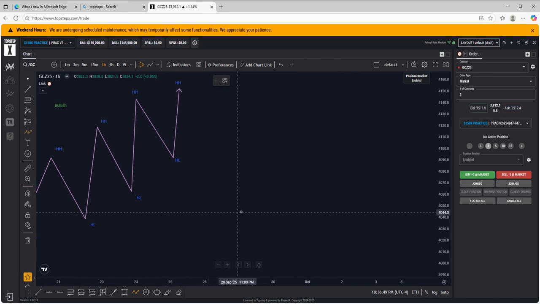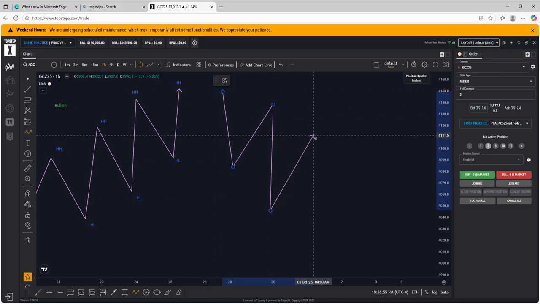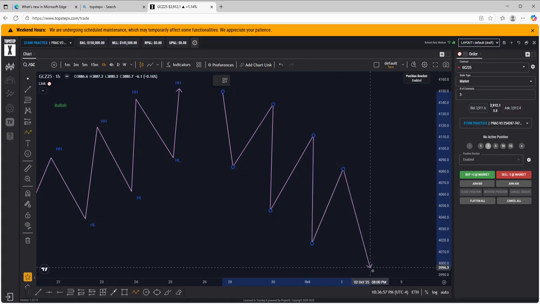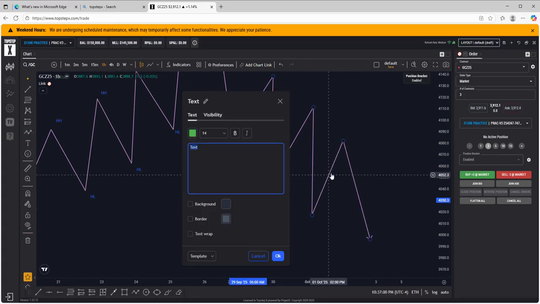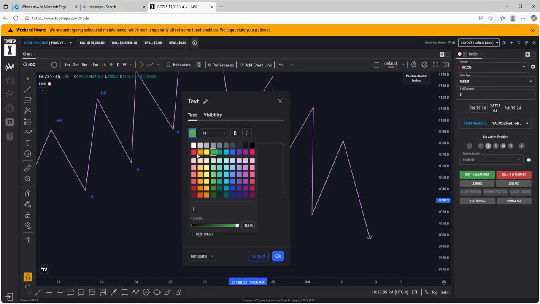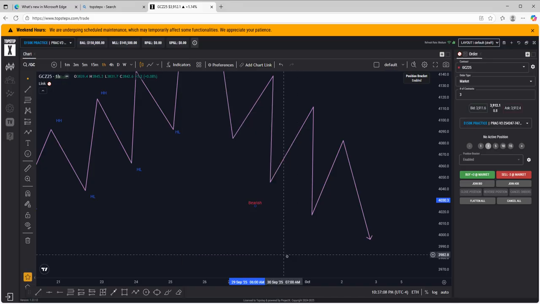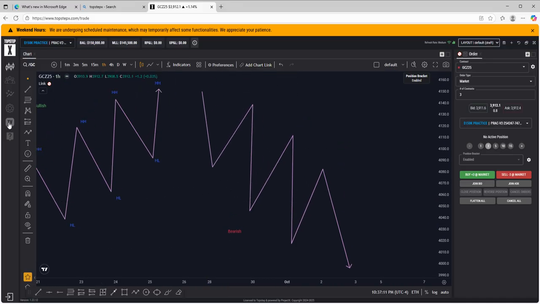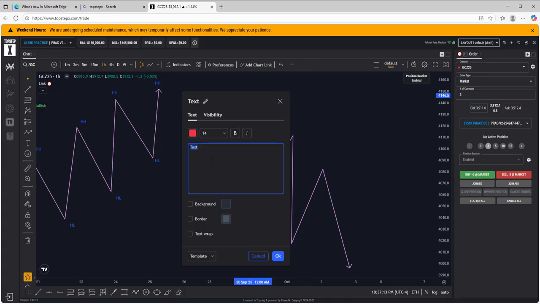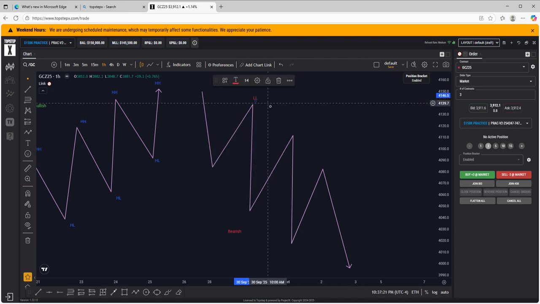All right, now we'll get into our next trend, which is our bearish trend. Now this trend is just the opposite. This is a downtrend, and with this trend we're gonna have lower lows and lower highs.